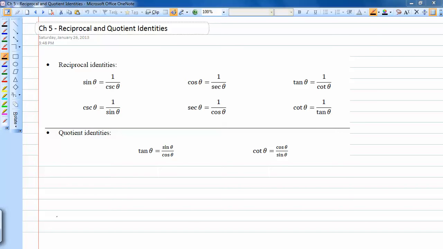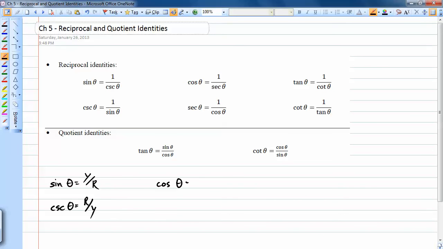So the definitions that we've learned formally for this stuff is that sine theta is defined in terms of, no, I'm already wrong. Y over r. Cosecant theta is r over y. Cosine theta is x over r. Secant theta is r over x. Tan theta is y over x. And cotan theta is x over y. So that's all you need to come up with every one of these identities.